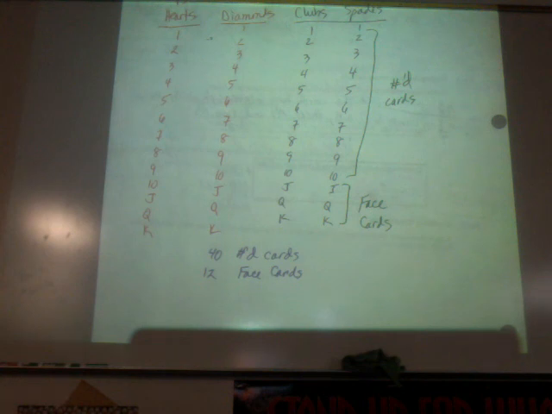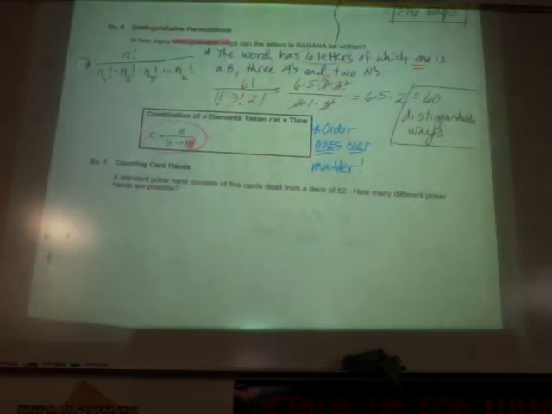You have 52 possible. All right, so then let's flip it over and look at what the question is on the back. So when you do your homework, you want to have that handy if you're not familiar with what's in a deck of cards. A standard poker hand contains 5 cards dealt from a deck of 52. How many different poker hands are possible?